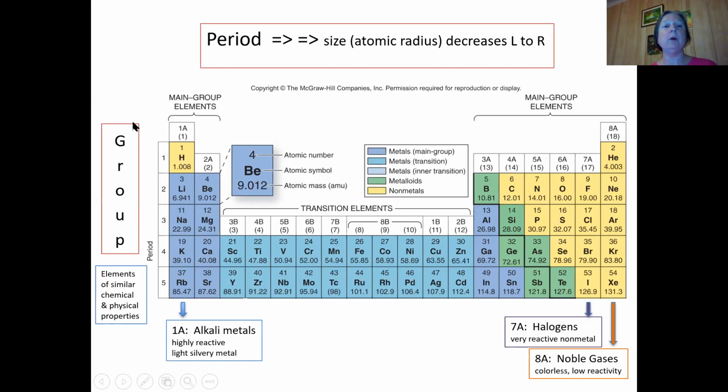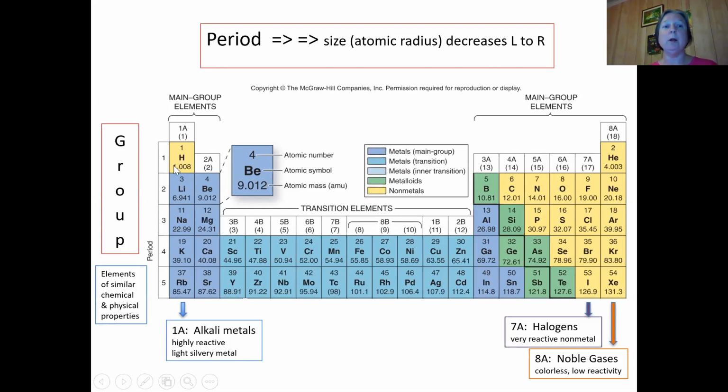Going down, we call that a group. A column is called a group. So this is group 1, group 2, group 3, etc. The rows are called periods. So period 1, period 2, period 3, period 4. Each period is a new shell where electrons live.